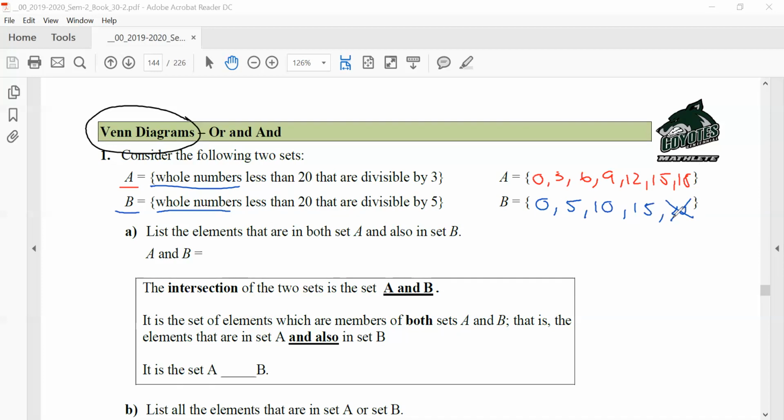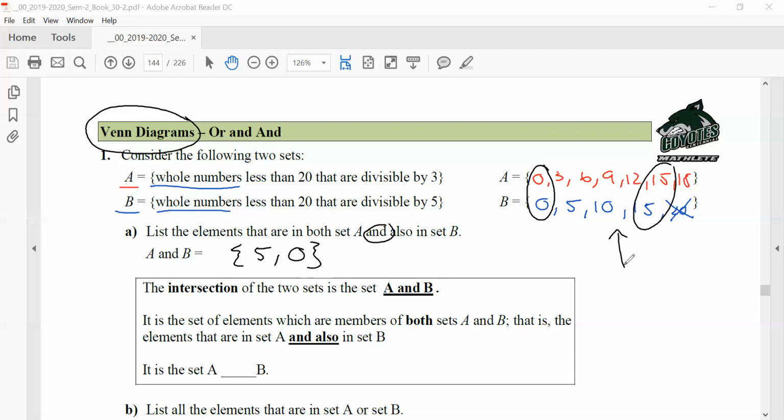You should always list your sets out. It never hurts to list your sets, even if the question doesn't ask you to. The first question says, list the elements that are in both A and B. I'm going to circle those. What's in both of them? Well, 0 is in both of them, and 15 is in both of them. That's it. So the elements that are in set A and B are 15 and 0. Done. That's an easy question. I don't think it would be as easy if we hadn't drawn the sets out. So always draw out all the elements.